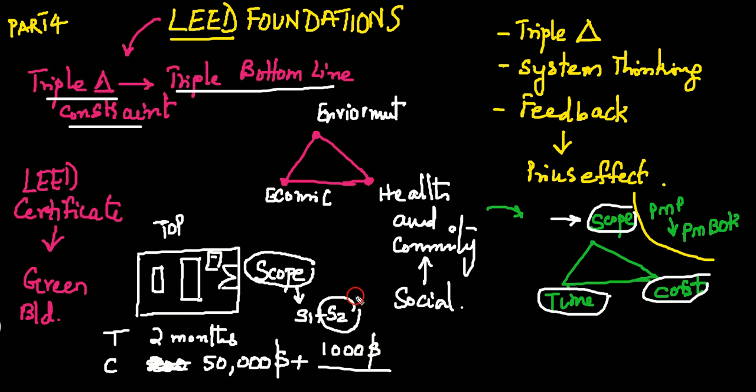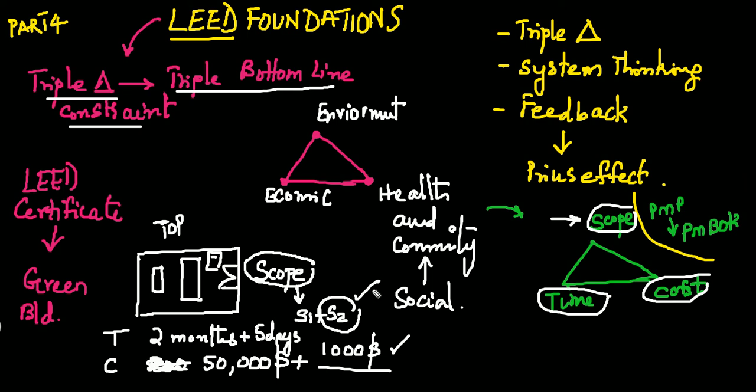So if scope has changed, sure, cost will change. Also, it will take time. Let's say it will take me 5 days to complete that code. So what I'm trying to tell you in this class is, whenever you think about any triangle, you need to think about this very clearly.